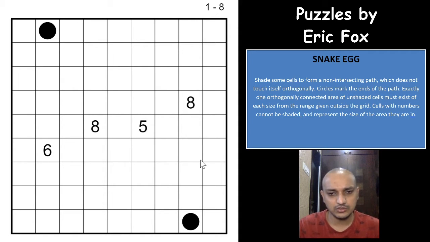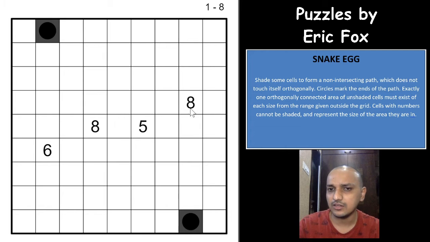And now coming on to this genre, you need to draw a snake. The endpoints of the snake are given here. These two black dots are the endpoints of the snake, and the snake cannot touch itself orthogonally, but in this variation of snake it can touch itself at corners. So usually in a snake puzzle, snake cannot touch each other.